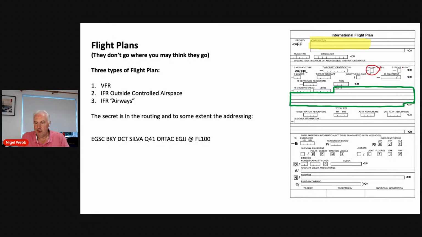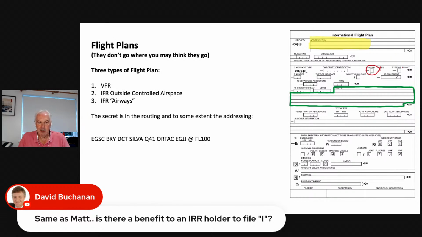And David asks, is there actually a benefit for an IRR holder to file I? Strictly speaking, I think probably not. I guess you could stretch a point. I'm not an air traffic controller, so I don't know what they would say. But I suppose if the destination knows you filed I, they probably expect you to come in on an instrument approach. But to be honest with you, when you make your initial call, if you tell them you're IFR and you're looking for an instrument approach, then all of that added value can be accomplished in one simple radio call.